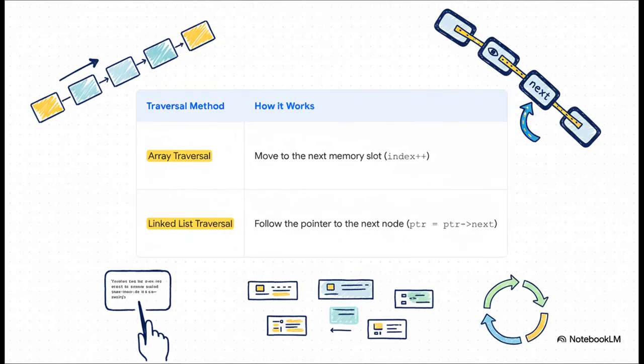Now, this is a huge difference from something like an array. In an array, all the elements are lined up neatly in a row in memory. You just go to the next address. Easy. But in a linked list, these nodes could be scattered all over the place. The only way to get to the next one is to look inside the current node's next pointer and follow that address. It's like following a breadcrumb trail.